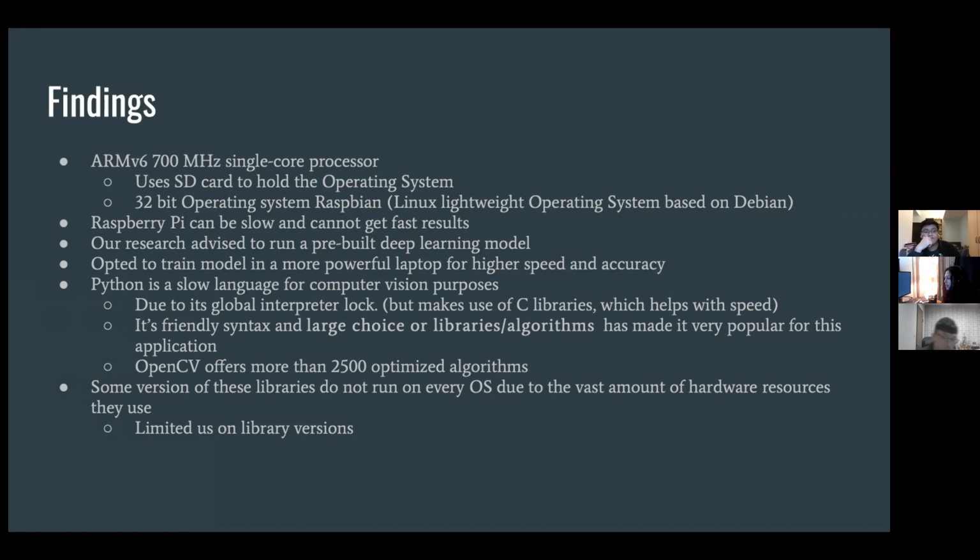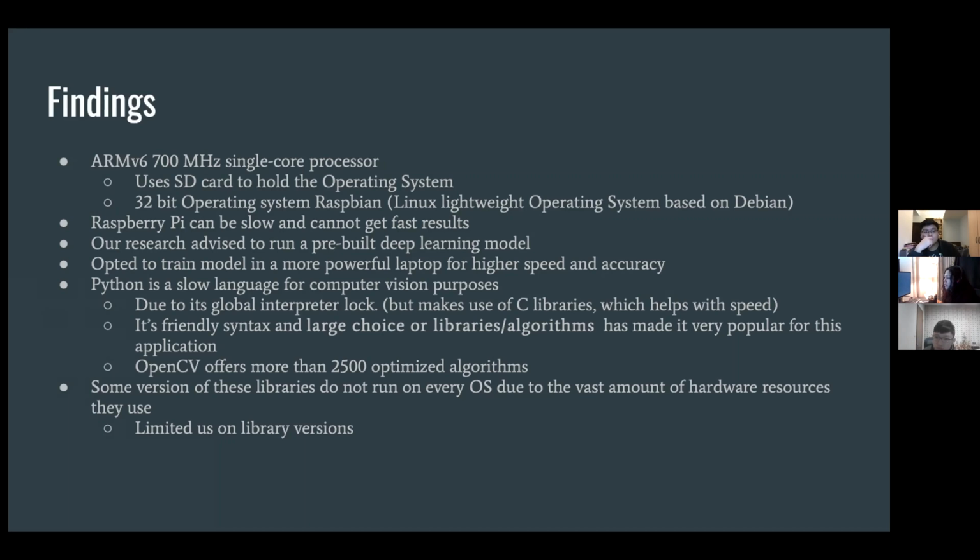Our research advised that we should run a pre-built deep learning model, and so we opted to train our model in a more powerful laptop compared to the Raspberry Pi for higher speed and accuracy.